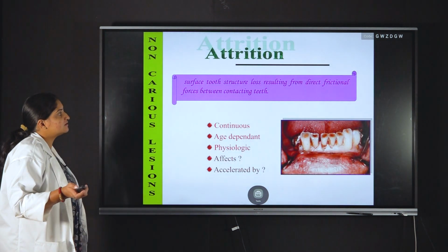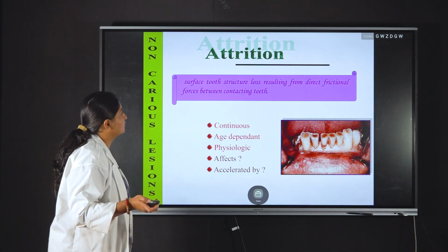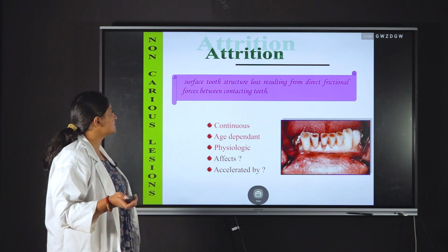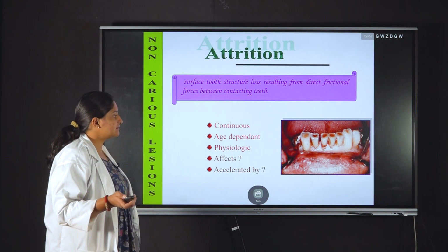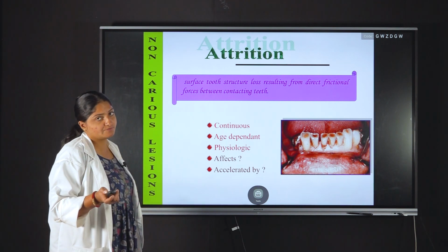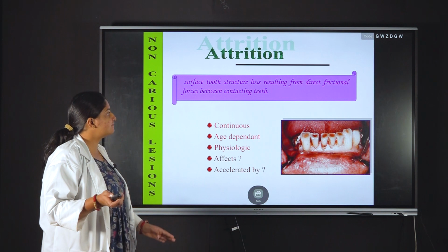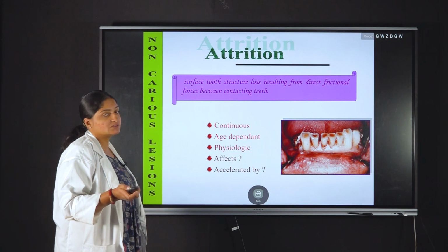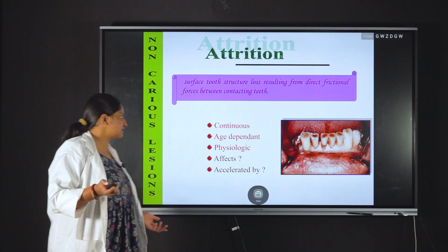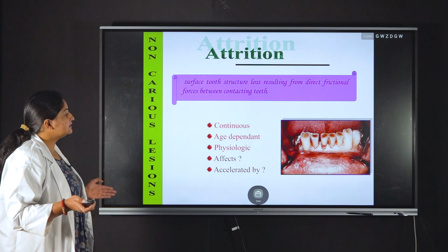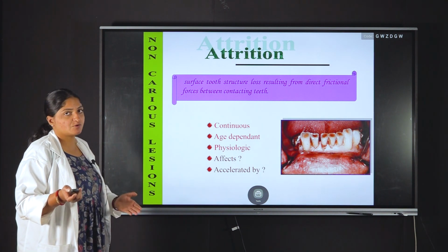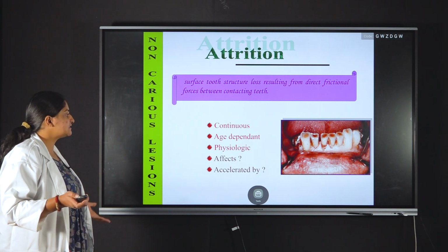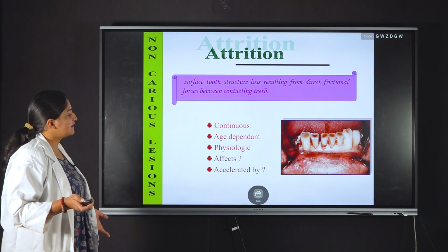Coming to attrition, the first part of the non-carious lesions. Attrition is surface tooth structure loss resulting from direct frictional forces between contacting teeth. As we can see, these are observed on the incisal surfaces of the anterior teeth. It is a progressive frictional wear. These may be contributed by the endogenous or exogenous factors which we have studied in our previous slides. It presents with continuous age-dependent physiologic effects and is accelerated by these factors.